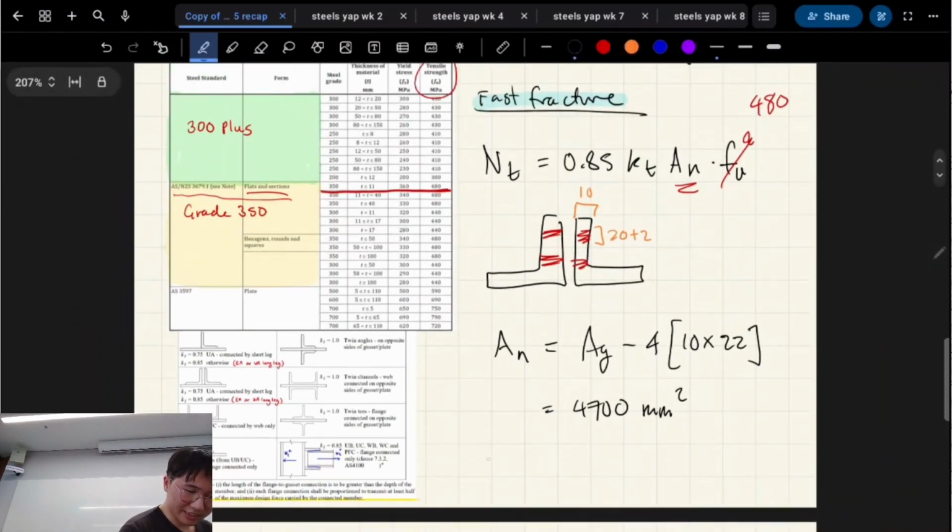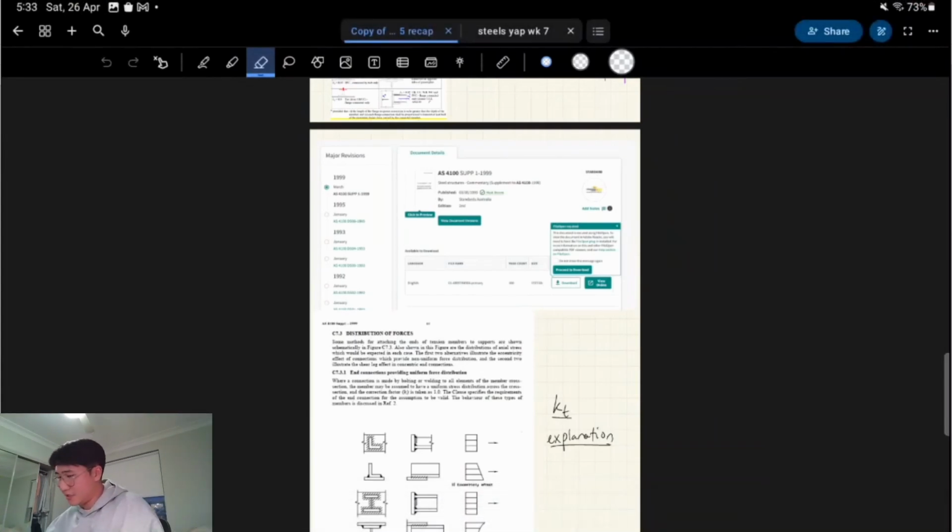Cool. So now NT is 0.85. Okay, let's talk about the KT factor now, right? So first we'll talk about tension.